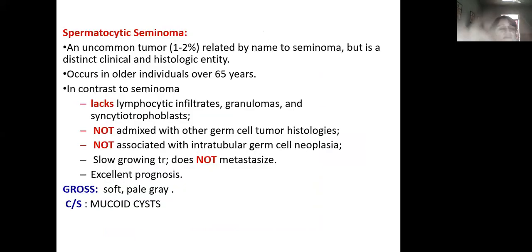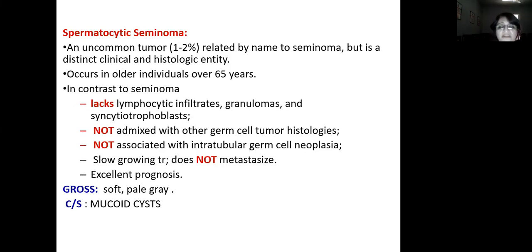Now the spermatocytic tumor is an uncommon tumor, constituting only 1 to 2%. It differs from the others in that it occurs in older males, not in the 30 to 40 year age group. In contrast to classical seminoma, it lacks the lymphocytic infiltrate, does not contain granulomas, and does not contain syncytiotrophoblast giant cells.